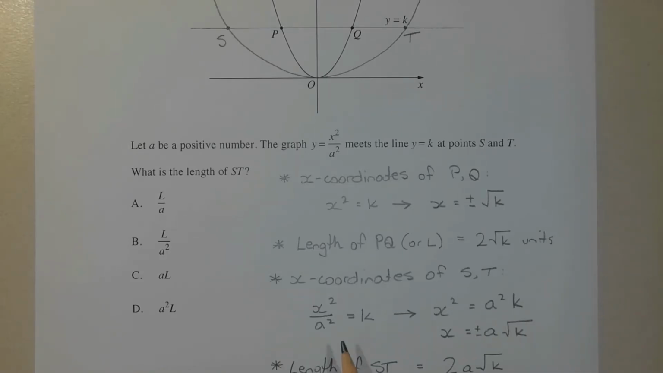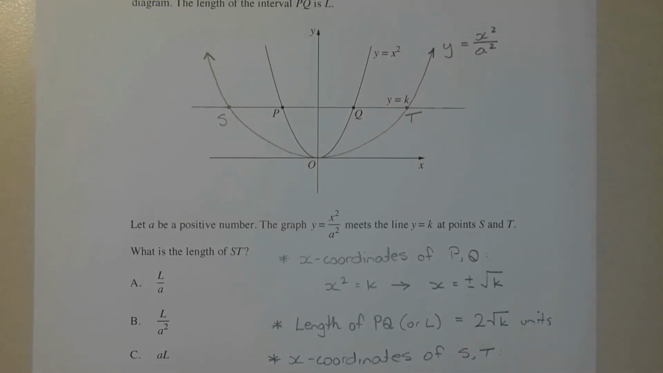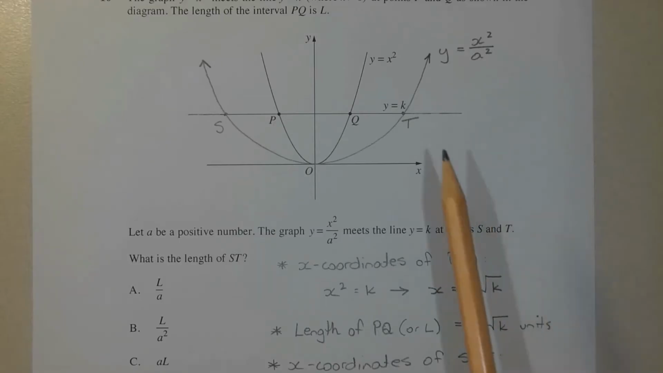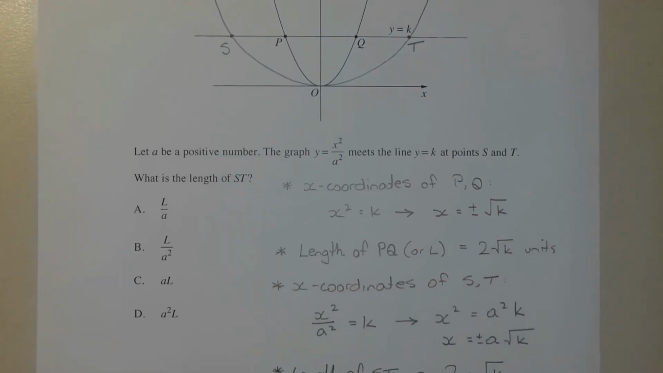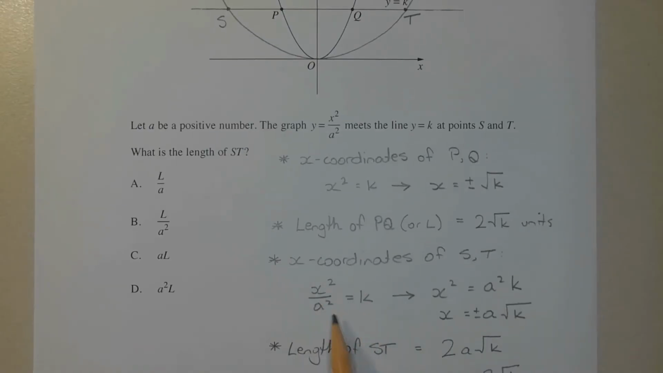So I'm going to solve the equation x squared over a squared equals k. So again, that's solving simultaneously the equations y equals k and y equals x squared over a squared using substitution. And that's how we end up with this equation. Multiplying both sides of this equation by a squared, we get x squared is equal to a squared times k. And then taking the square root of both sides of the equation, we get x is equal to plus or minus a root k.